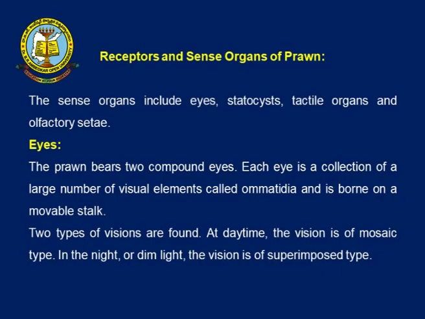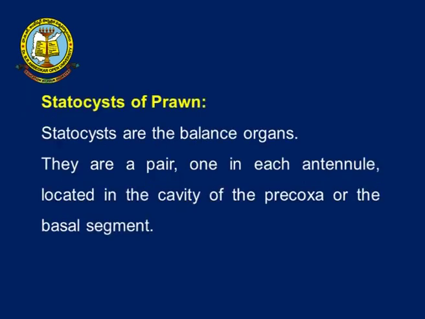When you are talking about the receptors and the sense organs of the prawn, the sense organs include eyes, statocysts, tactile organs and olfactory setae. The eyes help in moving, that is, they are able to look at the environment around. So, that is a type of sensory organ. Statocysts, also called balance organs, help the animal come back to its position. Once they are moving and they fall down, the statocyst present in the antennular region of the appendages tells the prawn to come back to its position. That is what is called balance organs.